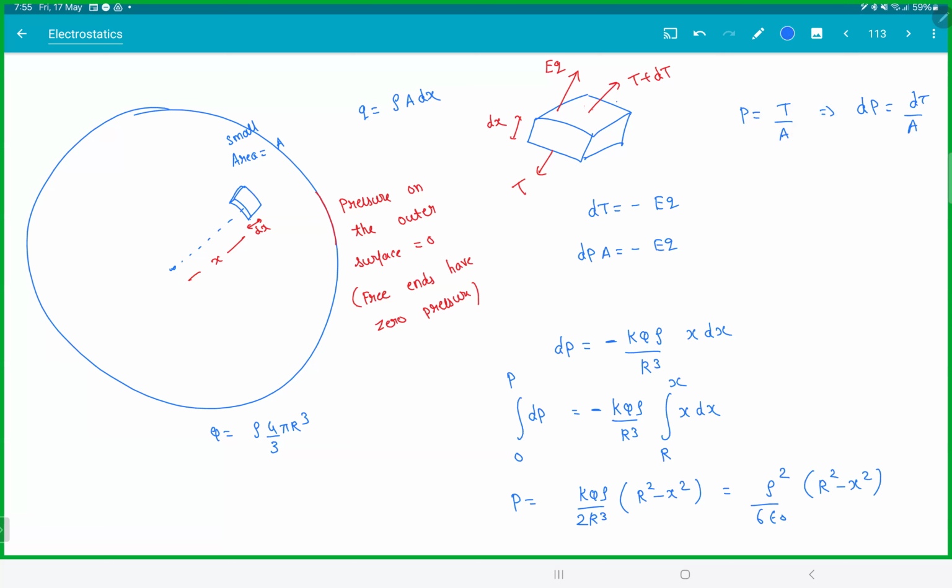Forget about the minus and tension. If you're confused, forget about it. Just take it as pressure. यहाँ पे minus नहीं आएगा. You'll get x square minus r square. So just reverse it and done. Because that is obvious. If you get x square minus r square, you're getting negative pressure.